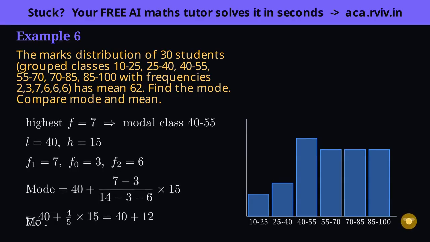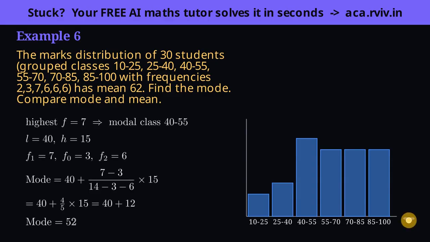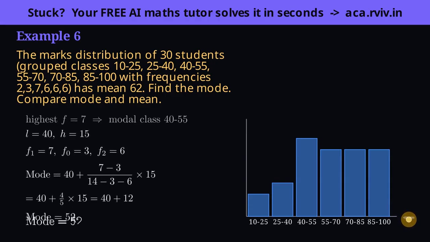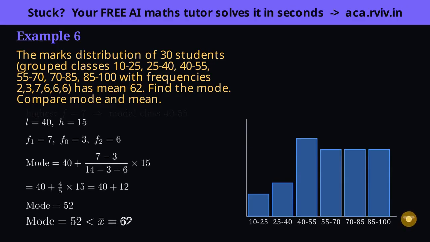Add that 12 to the lower limit 40. The mode is 52 marks. Now compare with the mean the problem gave us, 62. The mode sits well below the mean, and that gap is meaningful, not an error.